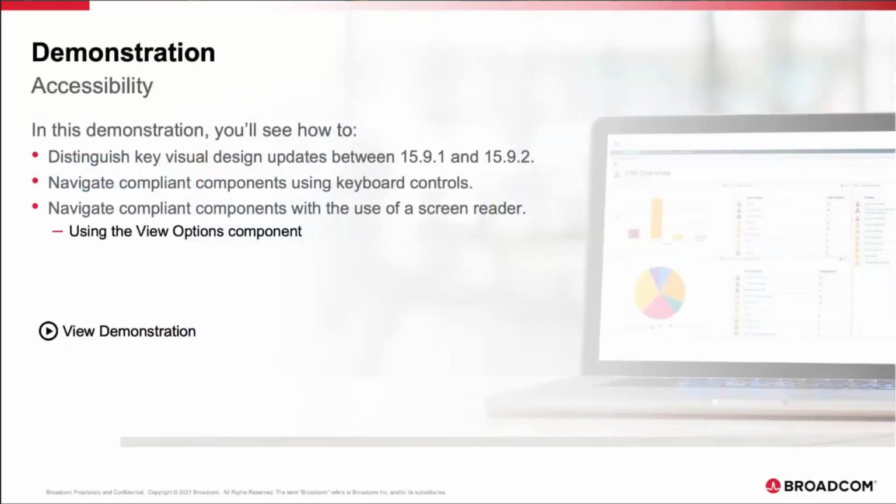So let's get to the demo. In this demo, you're going to see how to distinguish key visual design updates between 15.9.1 and 15.9.2. We're going to navigate compliant components using keyboard controls. We'll navigate compliant components using a screen reader as well. And we'll do both of these using the view options component. So let me switch over to the application.